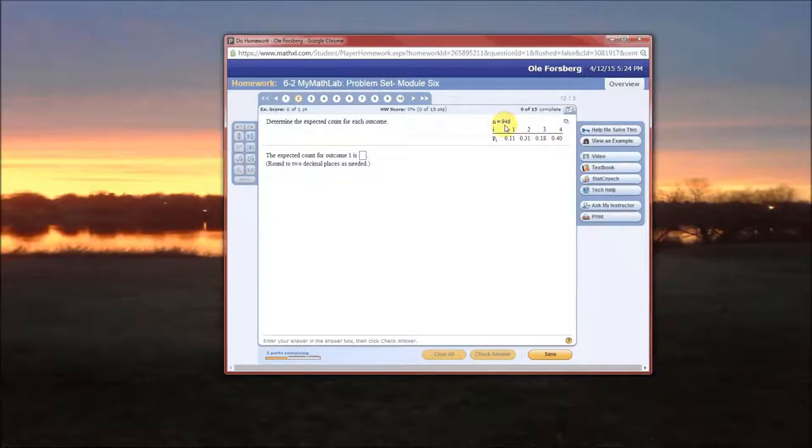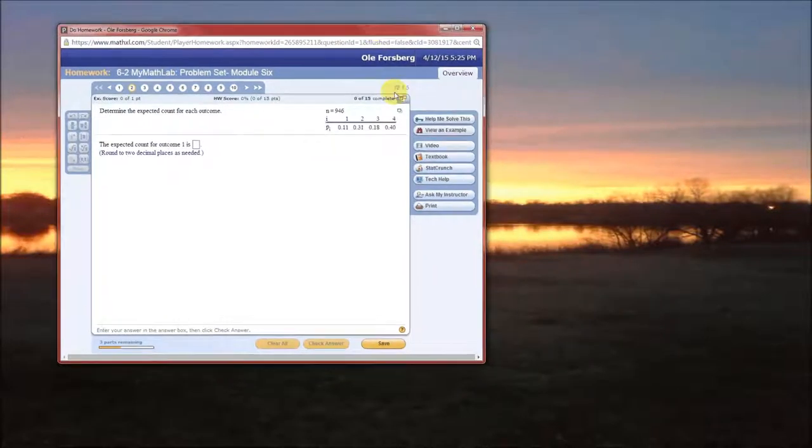We're given that we draw 946 from this random variable. That is, let's pretend, just to give this a face, it's a four-sided die. It's a weighted four-sided die because the outcomes are not equally likely. So I'm rolling this four-sided die 946 times. That's what n equals 946 means. So the first thing I need to do is determine the expected count for outcome 1. From our book, we know that the expected count for outcome 1 is just the probability of outcome 1 times the number of trials. Now let's see if we can do this in StatCrunch.